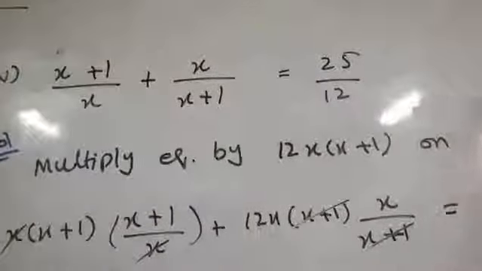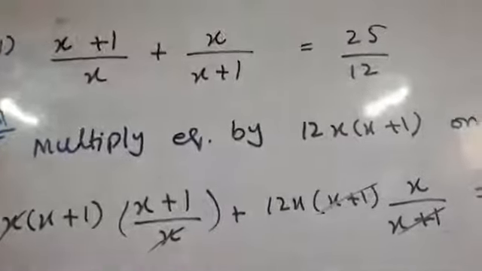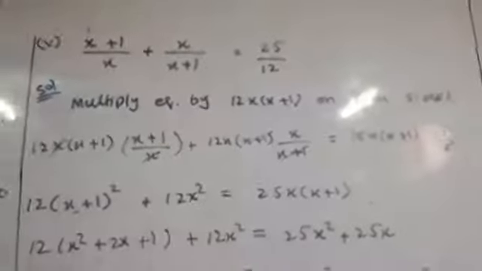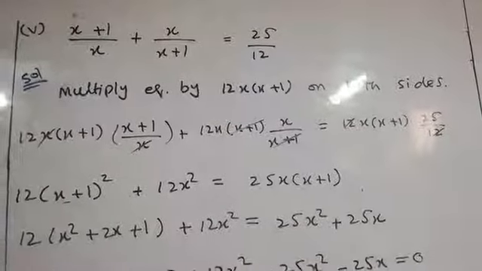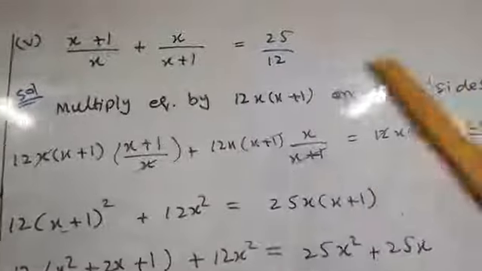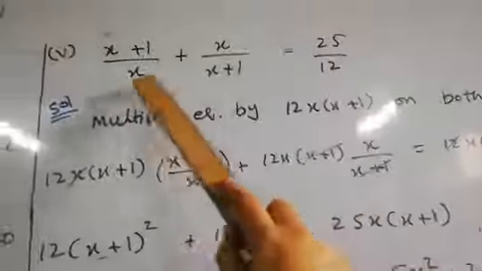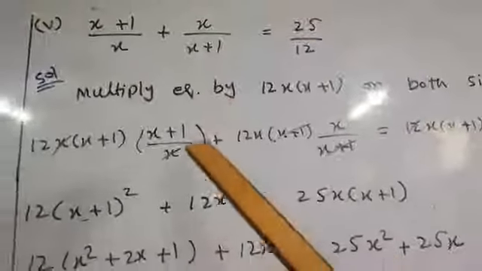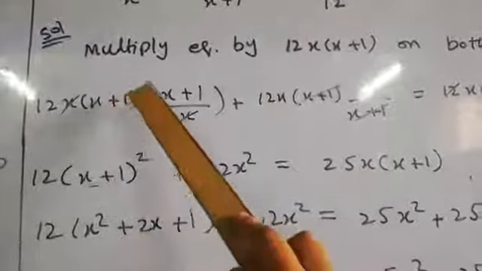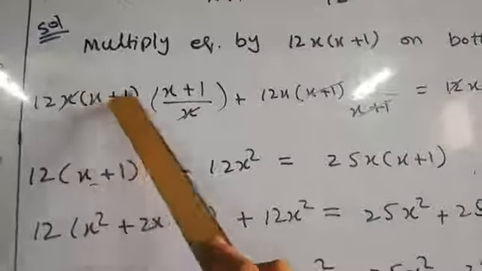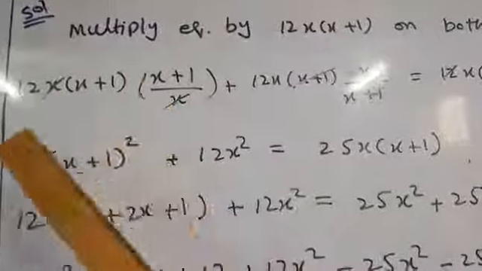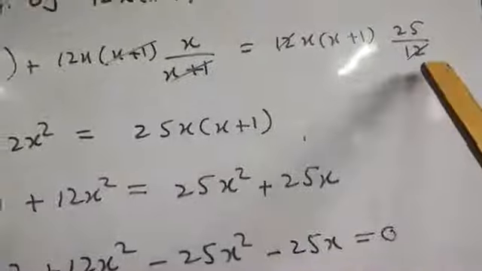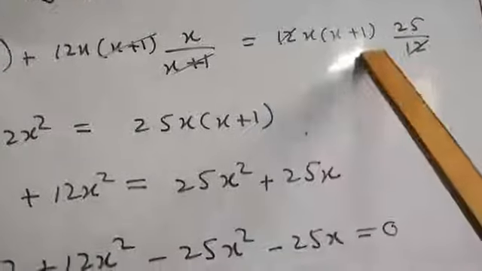Now part number 5. This question is written in the form of fractions. First of all, to remove the denominators, we will multiply the equation by 12x into x plus 1, because there are three denominators: 12, x and x plus 1. So we will multiply each term by 12x into x plus 1, and x will be cancelled by x, and 12 and x plus 1 are the same, so we will take the square, and 12x into x is equal to 12x square, which equals 25x into x plus 1.